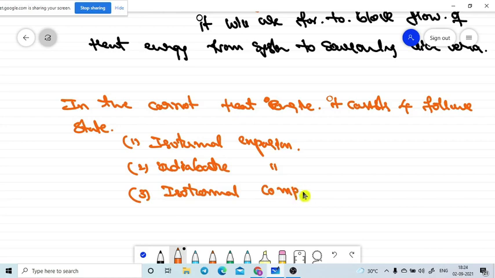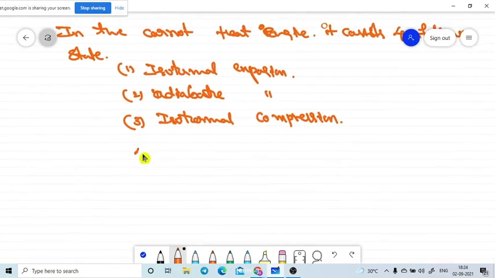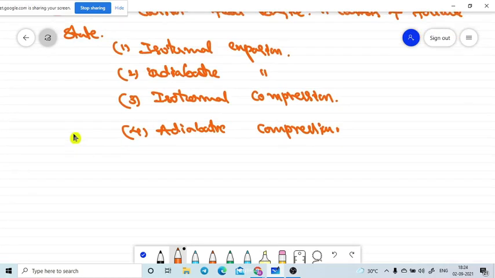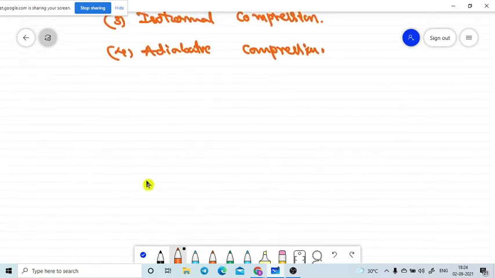Compression will happen. Isothermal compression will happen. The fourth one, adiabatic compression will happen. These are the stages in order that the Carnot heat engine goes through to complete one cycle. As it is a reversible process, it will bring the system back to the initial state after completing these stages from initial state to final state.